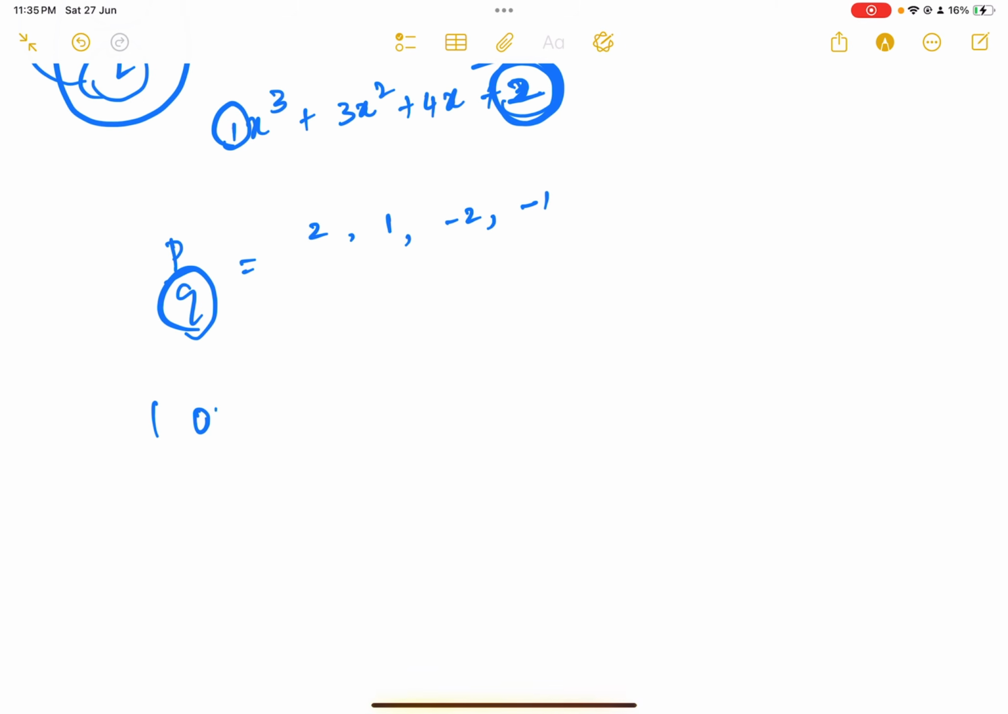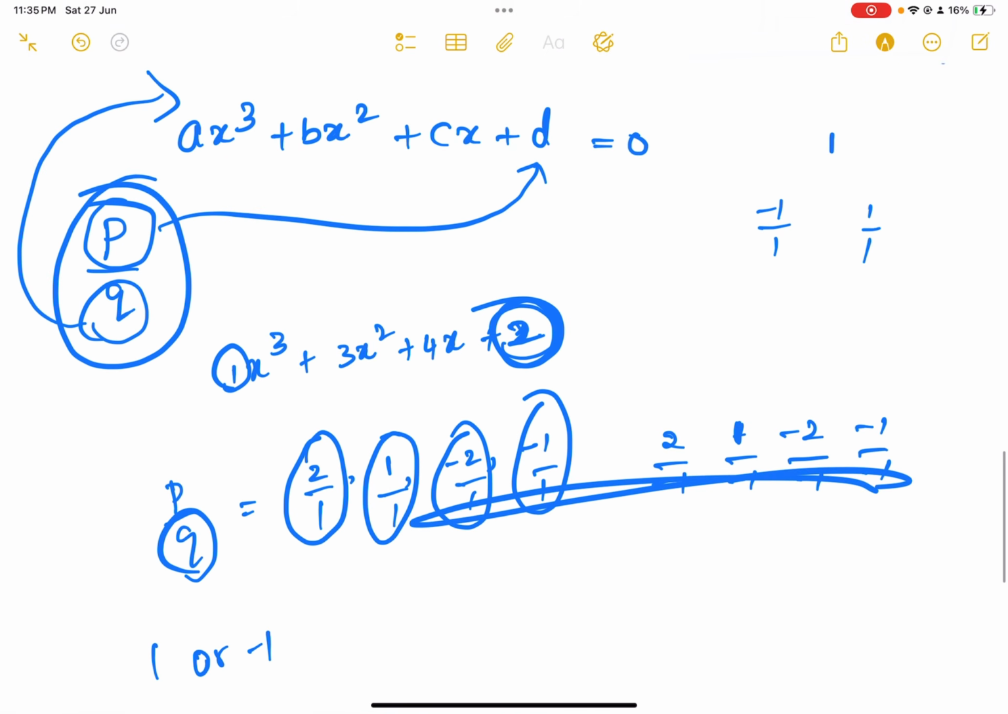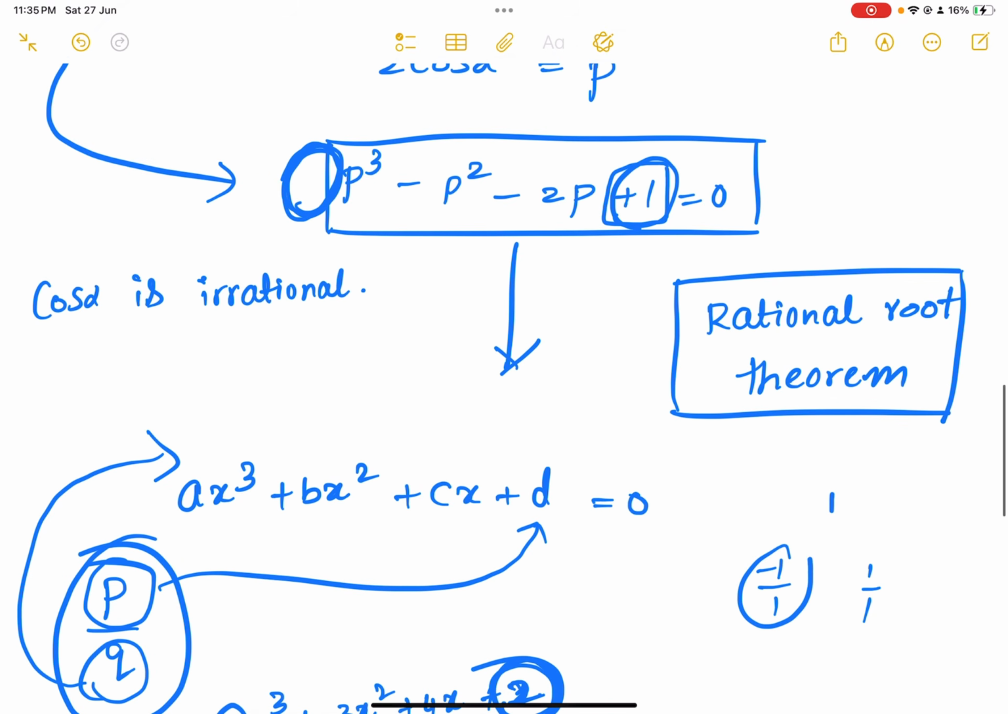1 or minus 1. So if your q is 1, you will get these. If your q is minus 1, you will get these. So this is 2, 1, minus 2, minus 1. So these values, whatever they are. That is how you find out the rational roots of any polynomial. Alright, so in this case, the only rational roots possible are minus 1 and plus 1 if they exist.